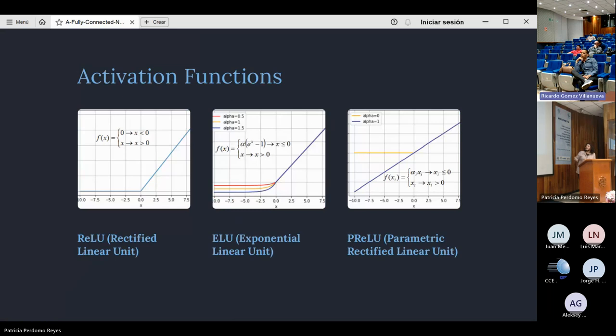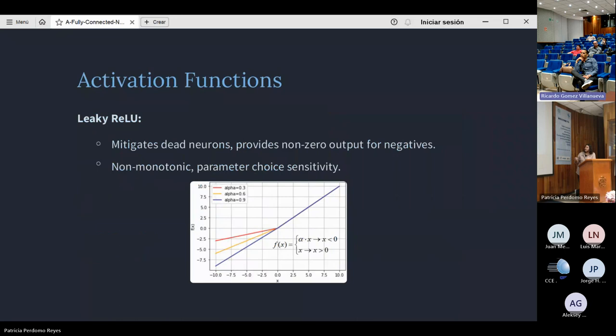We have the parametric rectifier linear unit. It introduces a trainable parameter, but it requires a large amount of data, and it increases the training complexity as well. One variation is the leaky ReLU. The parameter that controls the slope of the negative domain remains static during all the network processes. Then we can decrease the complexity compared to using the PReLU function.